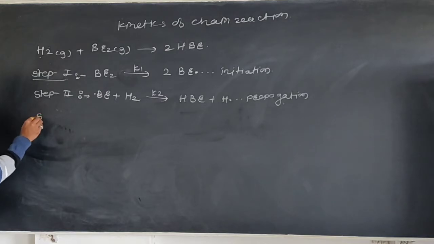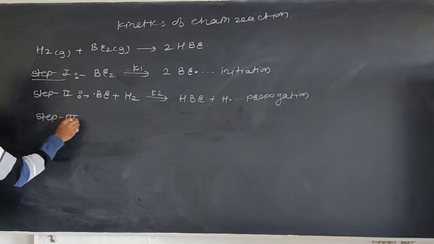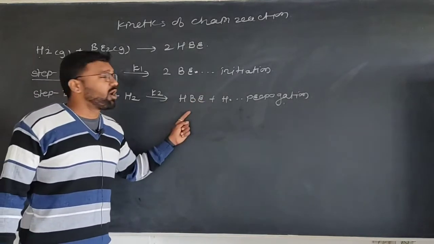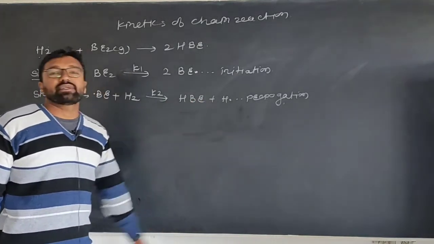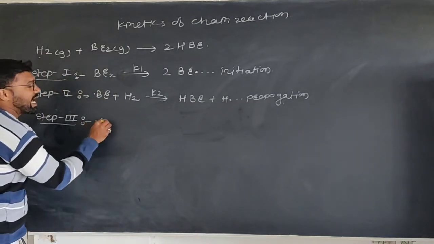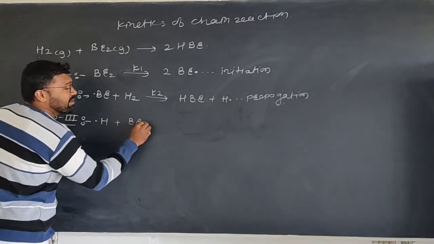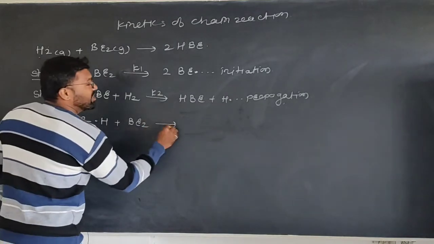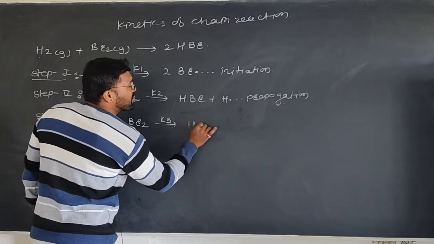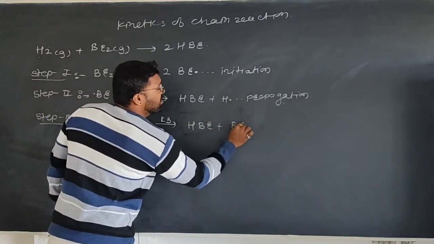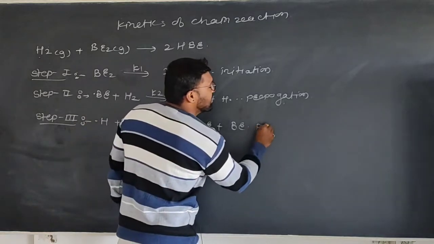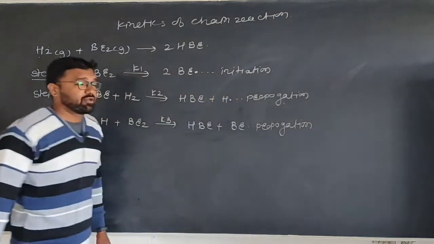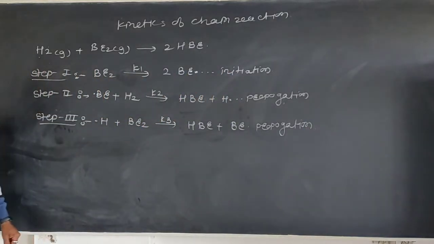In the next step, step third, which changes take place? In the previous step, HBr, our product, is formed, but there is also a formation of hydrogen as a free radical. This hydrogen free radical again attacks a bromine molecule with the rate constant K3. There is again a formation of HBr with bromine as a free radical. This is also called propagation.